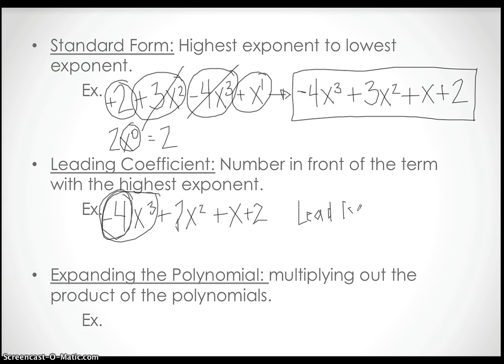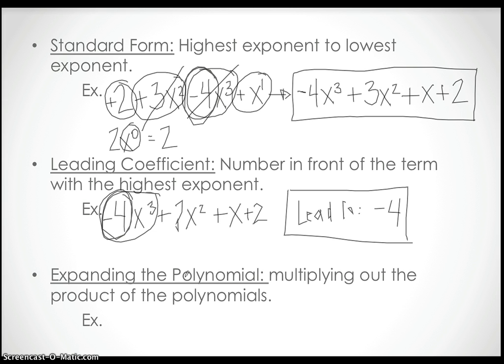So the leading coefficient for this guy is a negative 4. You always got to take the sign with you. So your leading coefficient here is negative 4. Even if it was still in this old form, not standard form, you'd have to look for the highest exponent. Yeah, it happens to be in the middle, but your leading coefficient is still going to be this negative 4. So you got to think, if I were to reorder this, which one would actually be leading here? Okay, so be careful with that.